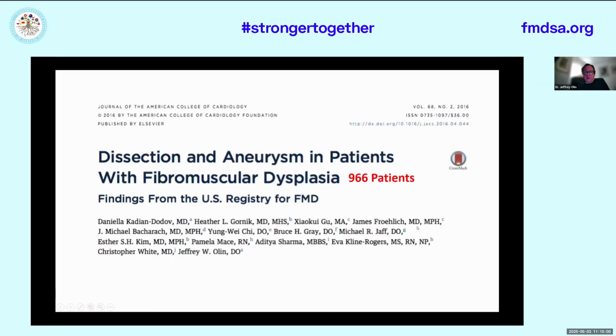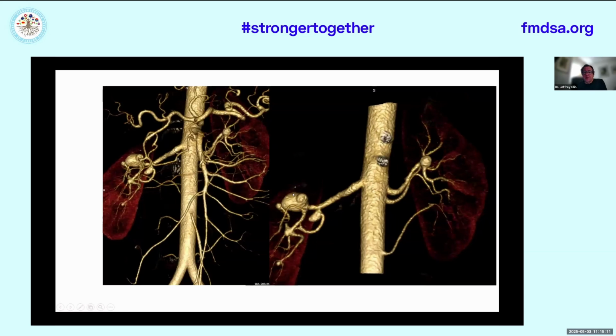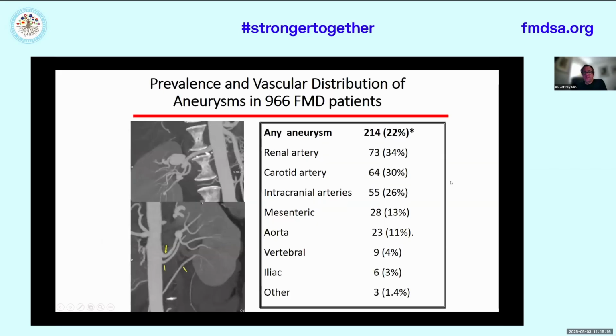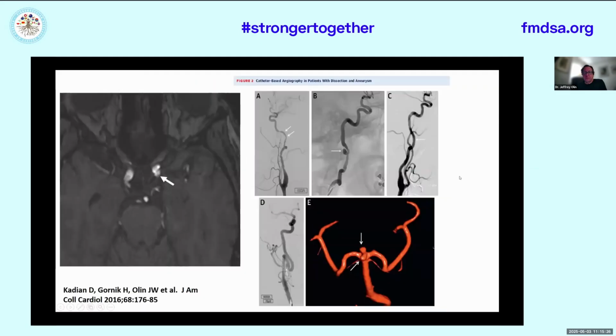You heard some of this from Daniela. This was our study, the registry study of our first 966 patients, looking at the prevalence of aneurysms. These are aneurysms in the renal artery, and 22% of patients had aneurysms. The most common were in the renal, carotid, and intracranial arteries, and other places. This is a cerebral aneurysm.